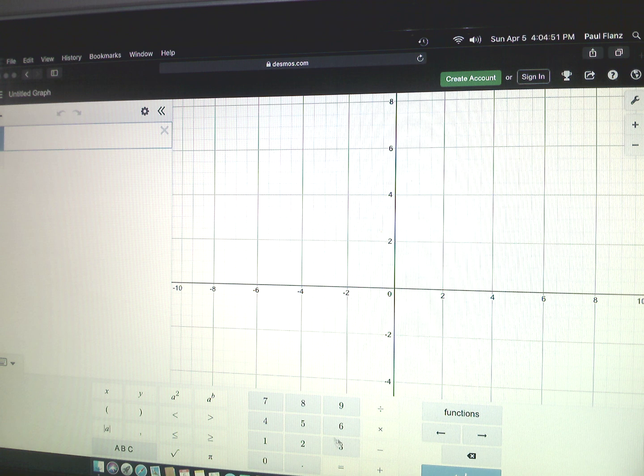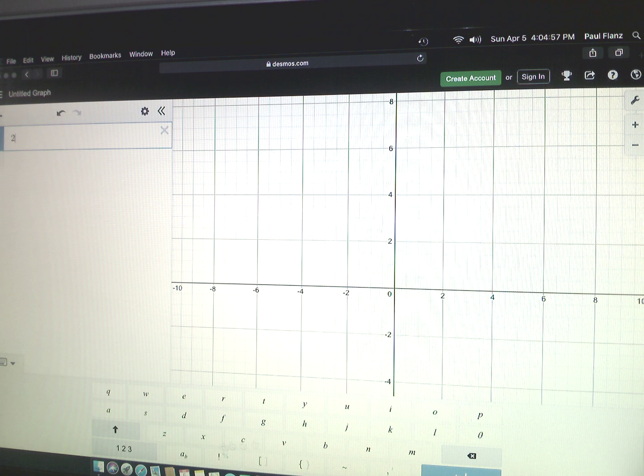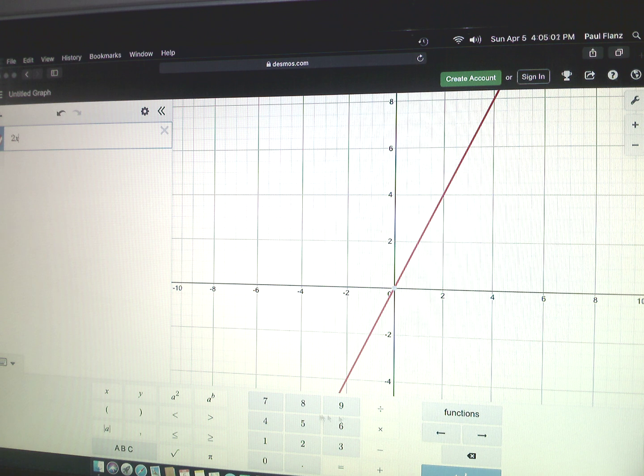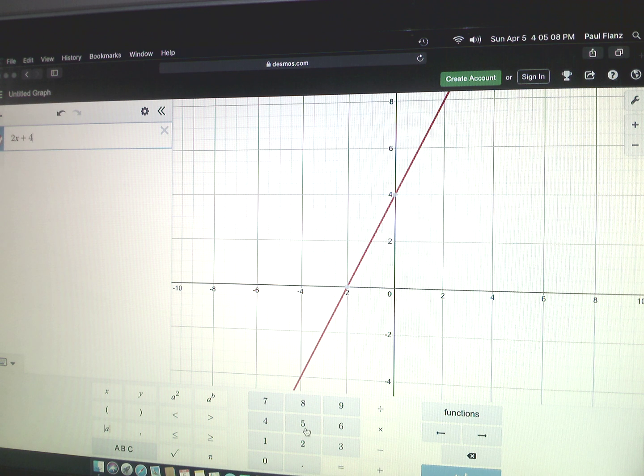For those of us who are graphing, let's say in algebra, and you want to do 2x plus 4. Oh, look at that. So that graphs that particular one. I could do square roots. I can do exponents. I could do x. Oh, they have an x and a y here. Everything could be done from here.